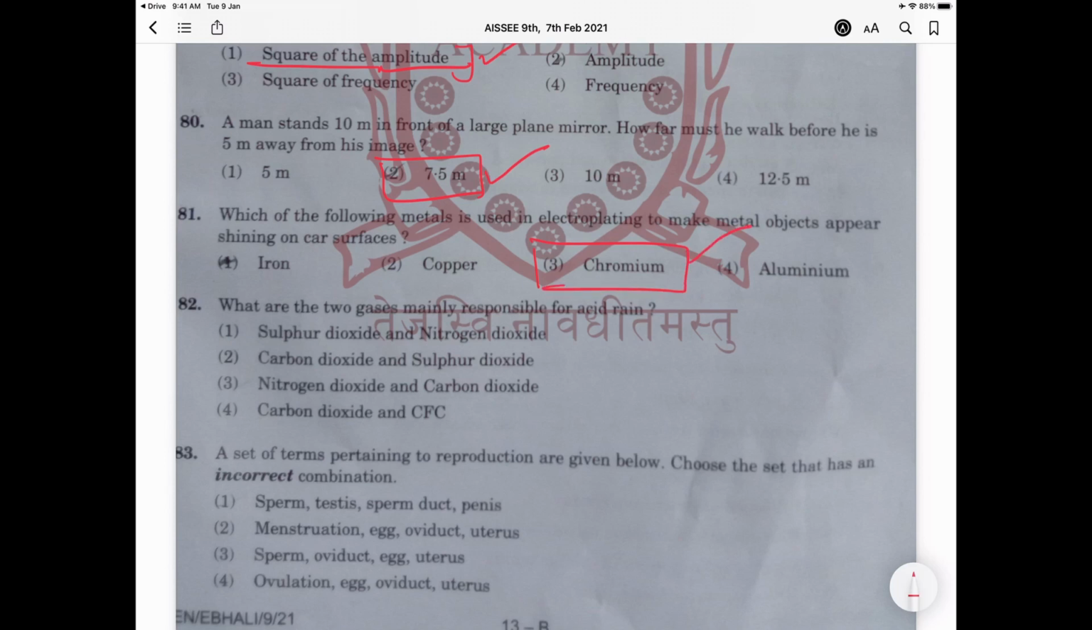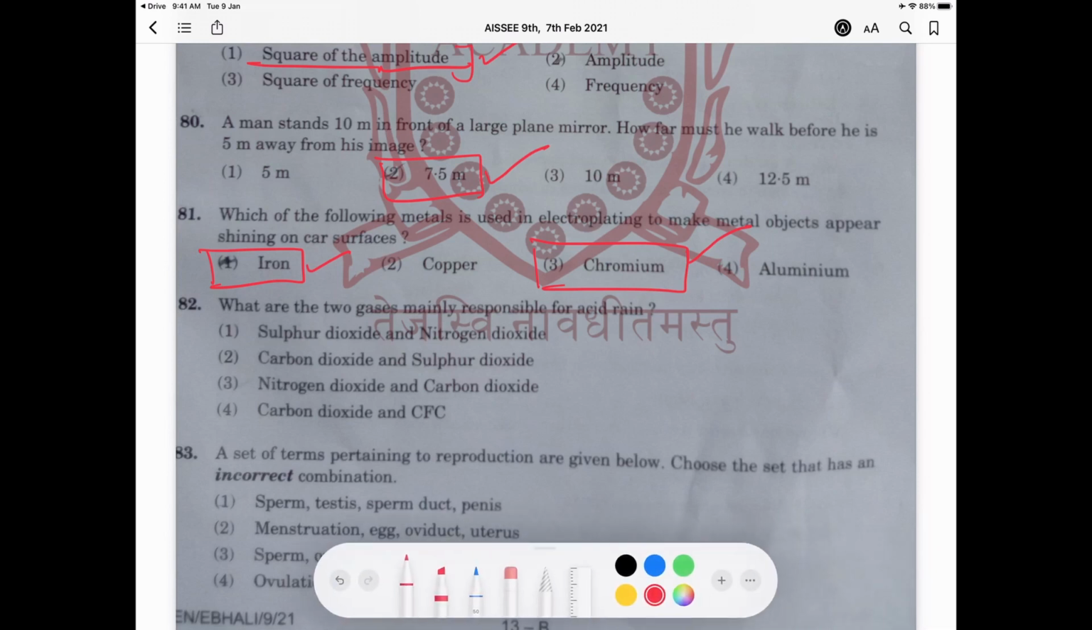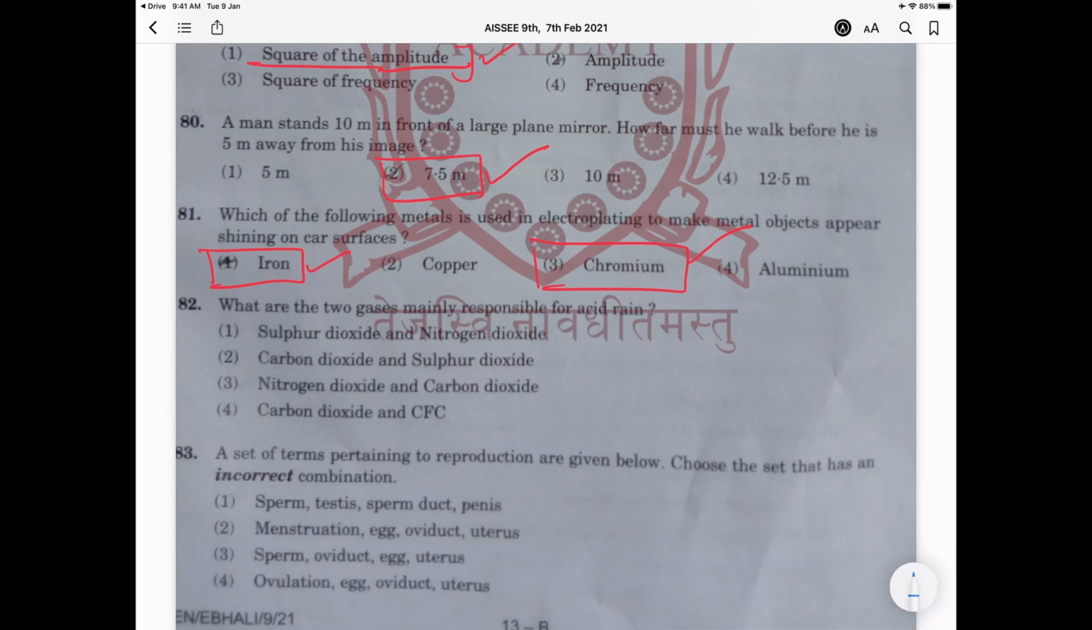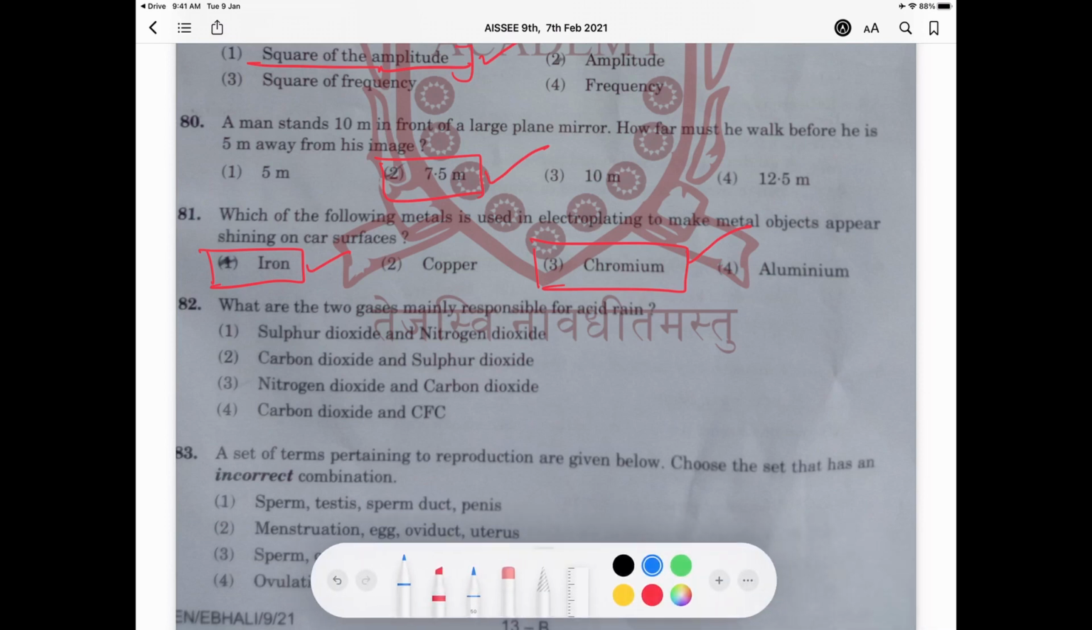In question number 82, the correct answer is 1. Which of the following metals is used in electroplating to make metal objects appear shinier? So the first is the correct answer. Okay. In question number 81, the correct answer is option number 3. Right.